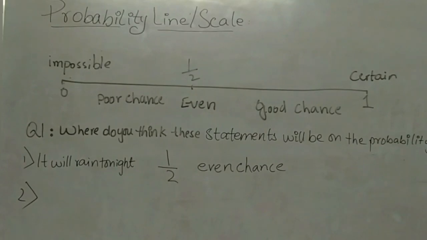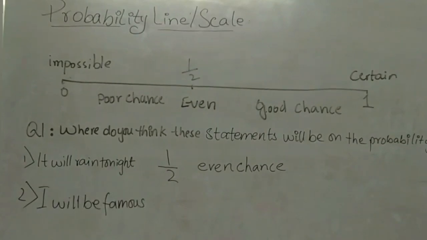Now, the second example, I will be famous. So how many chances are there that I will be famous? There are 50% chance. So I write it like this, that there are half or even chance. In fractional form we write half, and in words even chance.